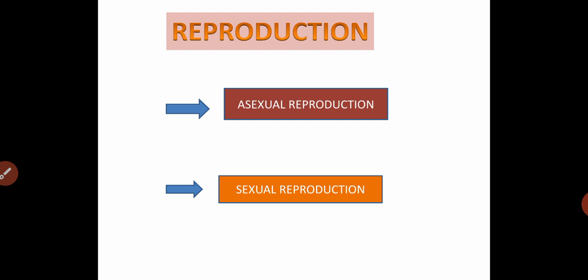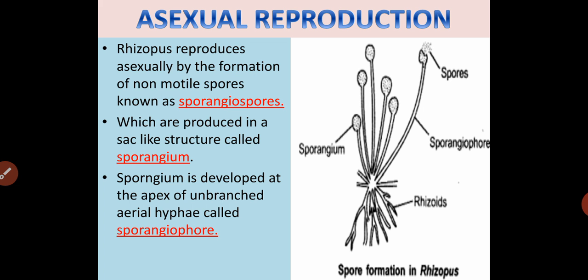Let us move towards the reproduction. Rhizopus reproduces both by asexual method and sexual method. In this class, I am going to discuss with you the asexual reproduction. In case of Rhizopus, asexual reproduction takes place by the formation of non-motile spores known as sporangiospores, which are produced in a sac-like structure called the sporangium. Sporangium is developed at the apex of unbranched aerial hyphae called the sporangiophore.